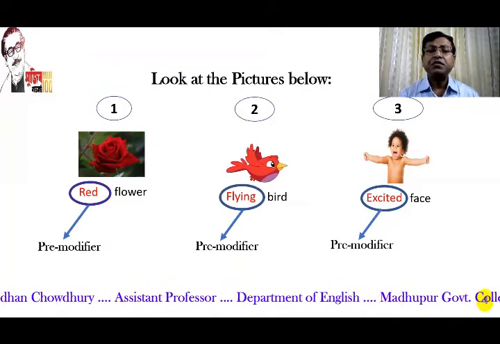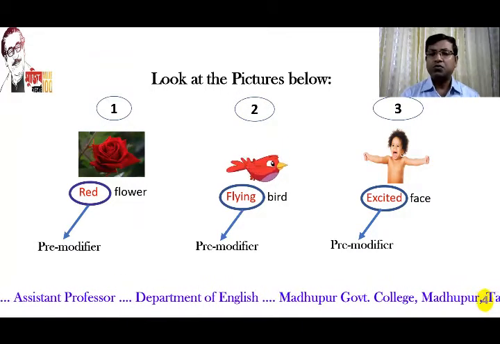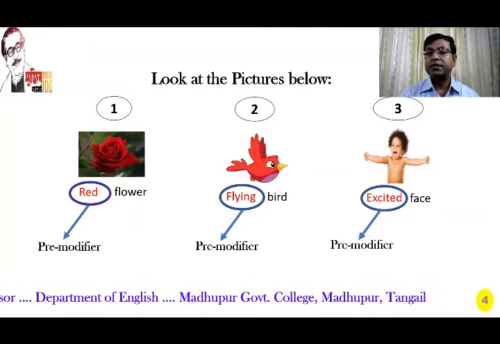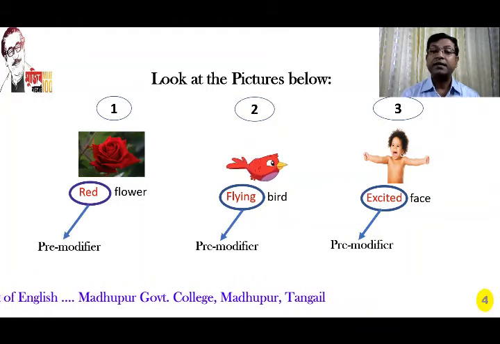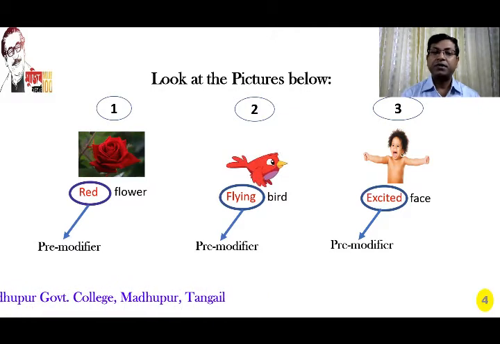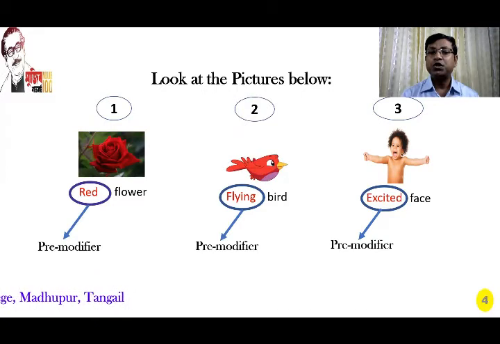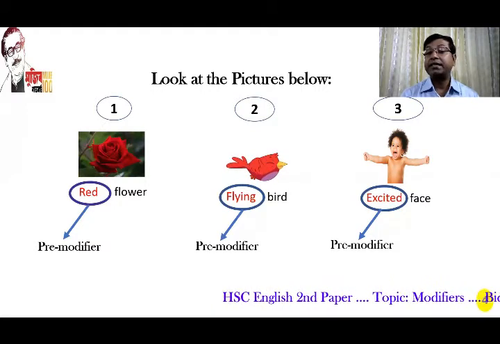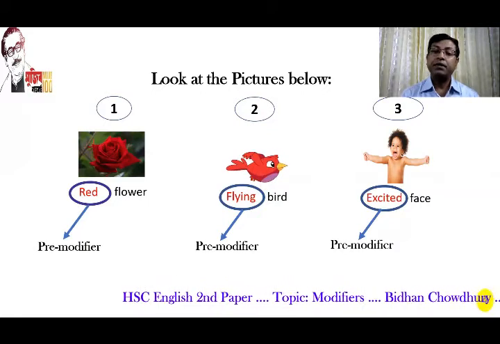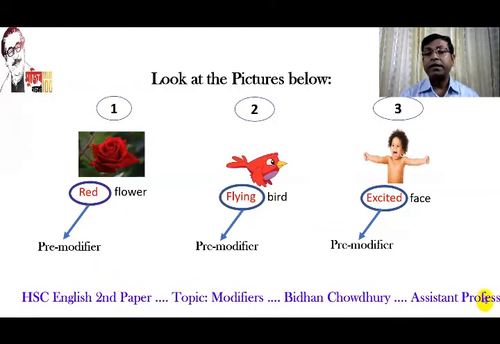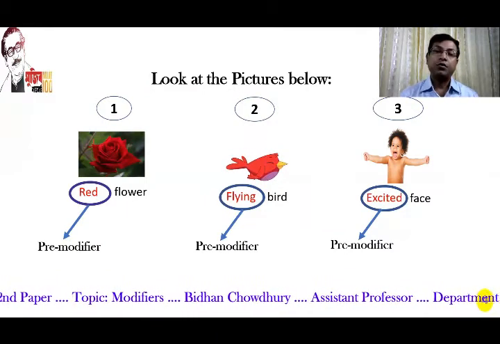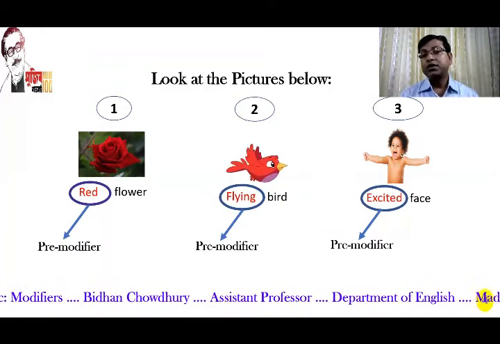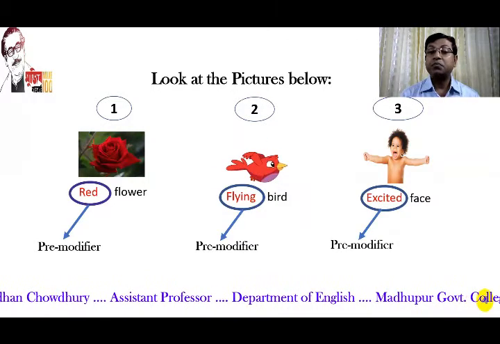So from these 3 pictures, my dear students, you can see 3 nouns, that means flower, bird, and face. These 3 nouns are pre-modified with some adjectives: red, flying, excited. Each time the adjectives take their position before the nouns they modify. So nouns are basically modified with the help of adjectives, and sometimes these adjectives come before the noun they modify, and sometimes they may appear after the noun they modify. And in all these 3 pictures, we find adjectives as pre-modifiers.